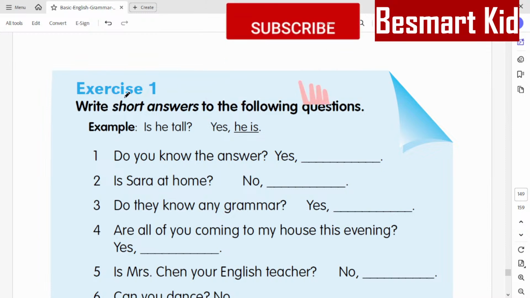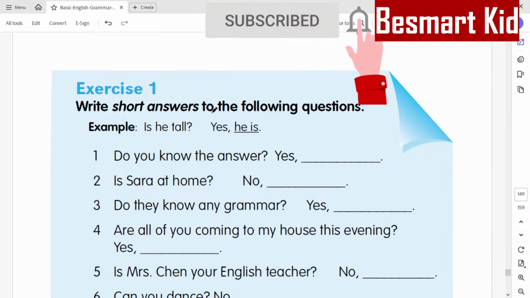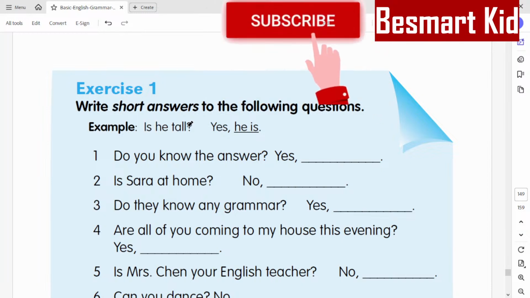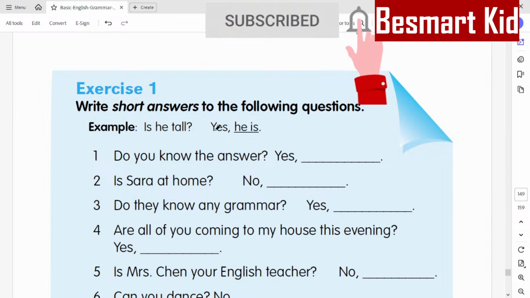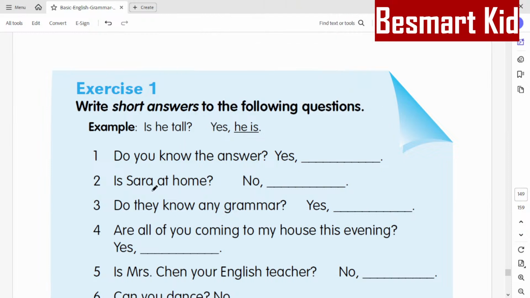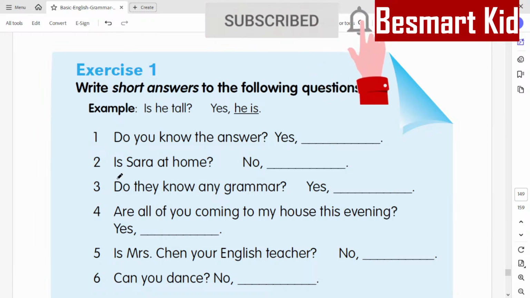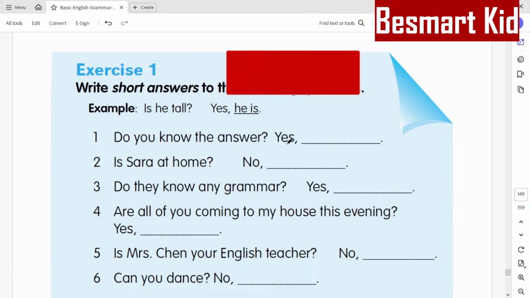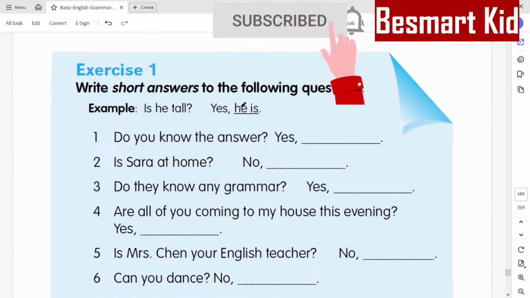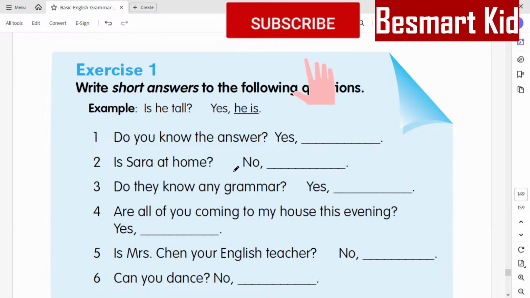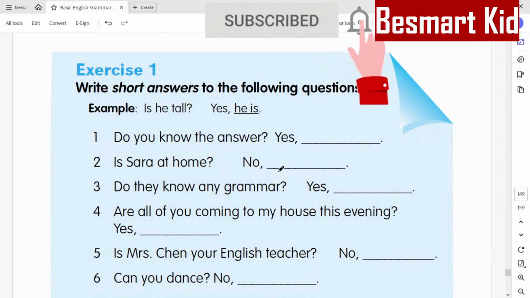So, write short answers to the following questions. Example: is he tall? Yes, he is. First, do you know the answer? Yes, dash. Second, is Sarah at home? No, dash.